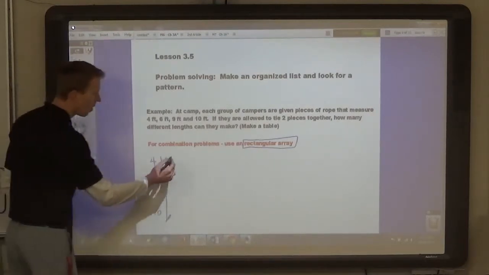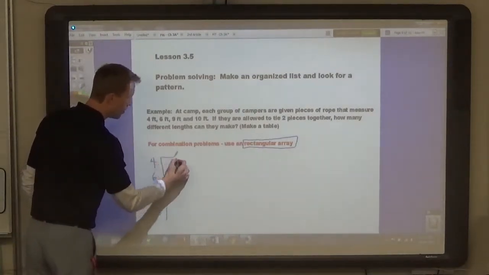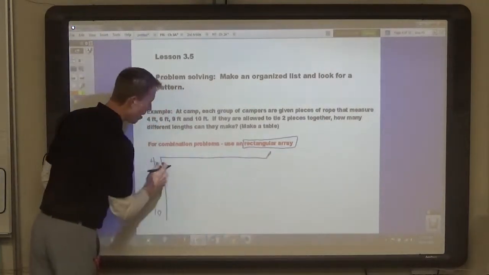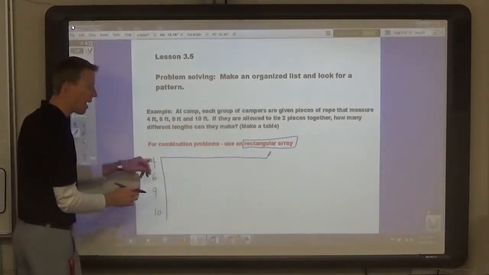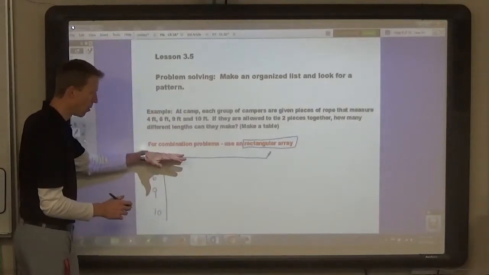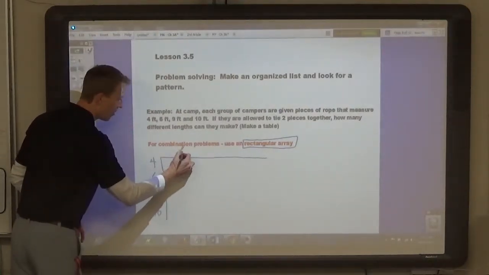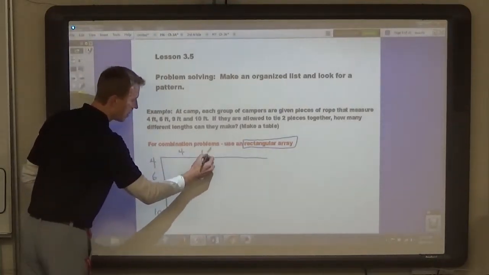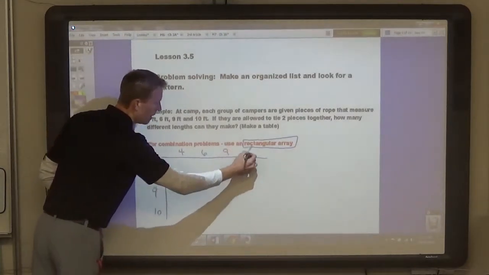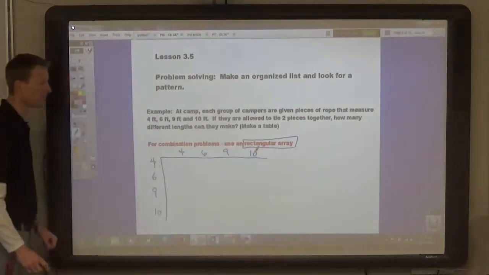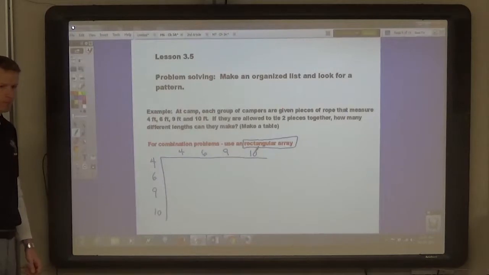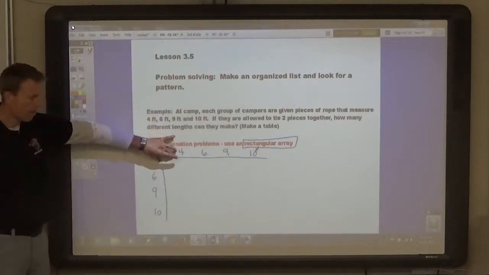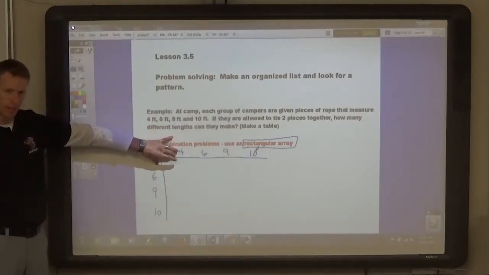And then across the top, above the numbers, don't write it on that same row, but above the row, write those same numbers, 4 feet, 6 feet, 9 feet, and 10 feet. Because we're going to combine these numbers. Okay?